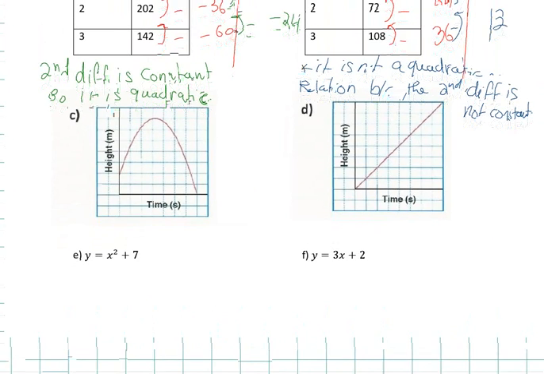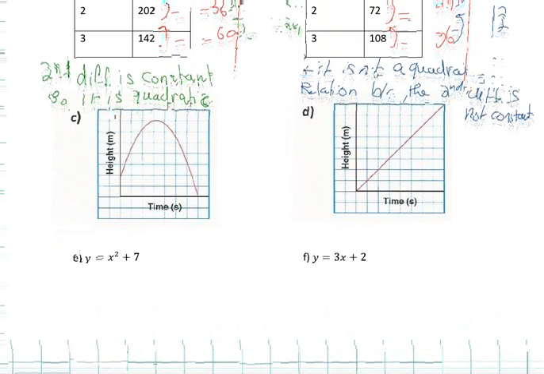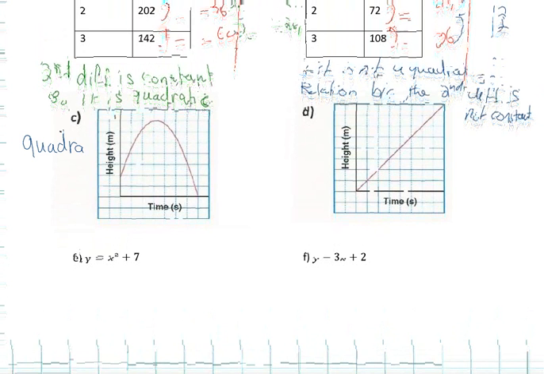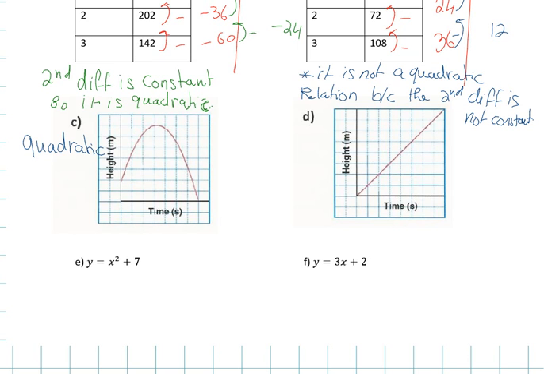If I look at the graphs in this case, I have graphs. What can you tell me about the first graph? Quadratic, because it's a parabola. So the function is quadratic, and it's a parabola shape. How about the second one? Linear, so it's not quadratic. It's linear. Okay?